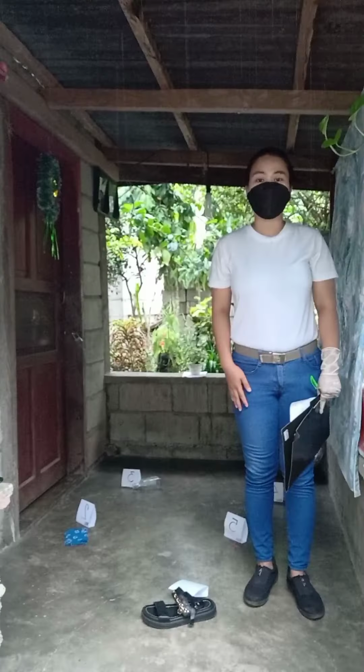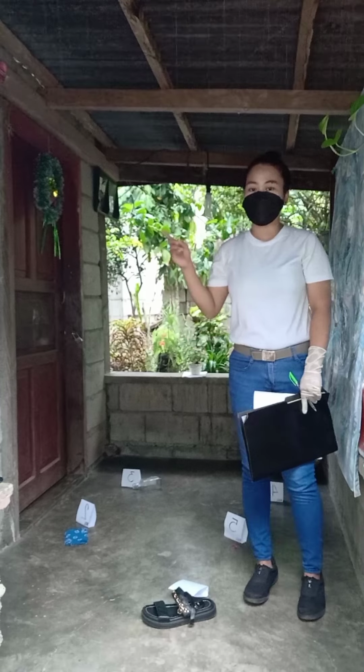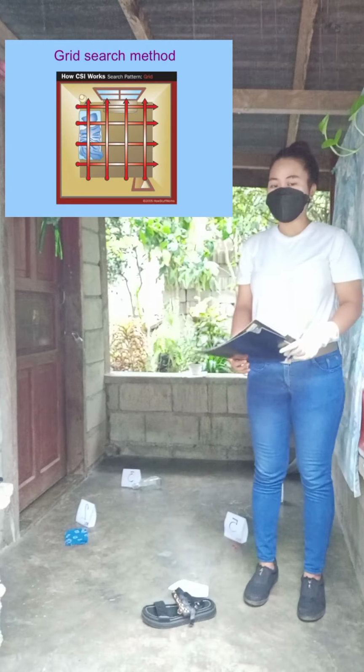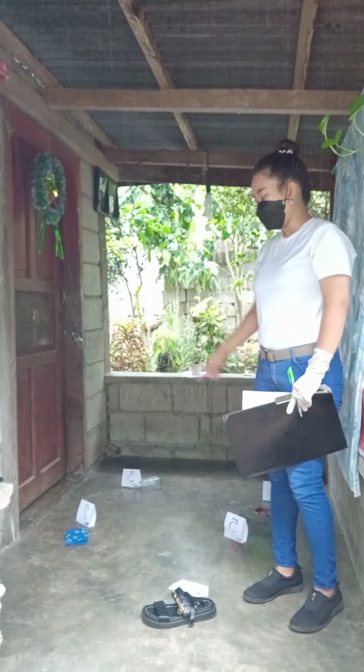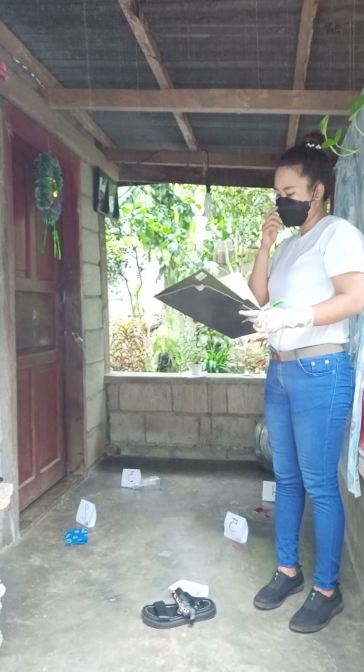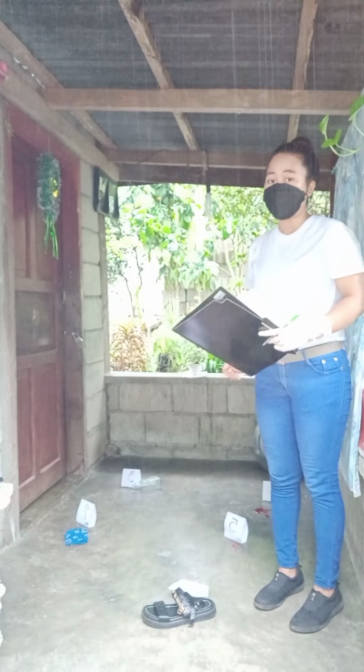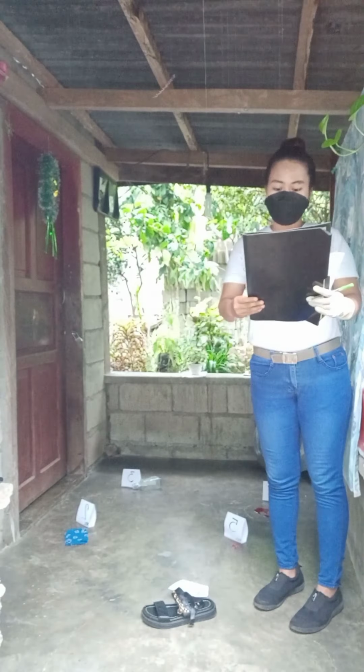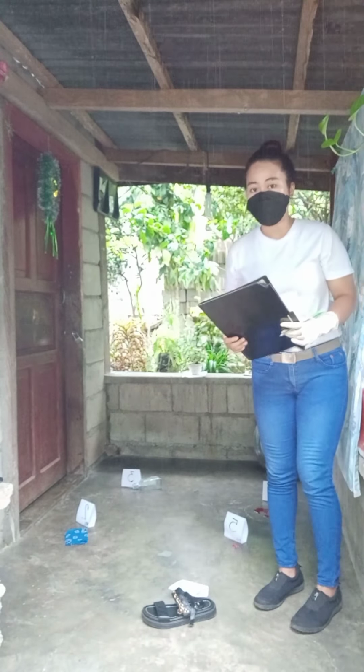The second type of method in searching evidence is the grid method, in which the crime scene is divided into a grid, and each grid segment is investigated or searched by one investigator.